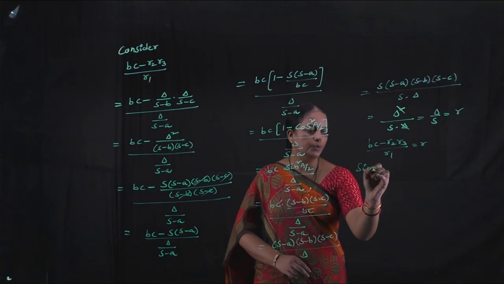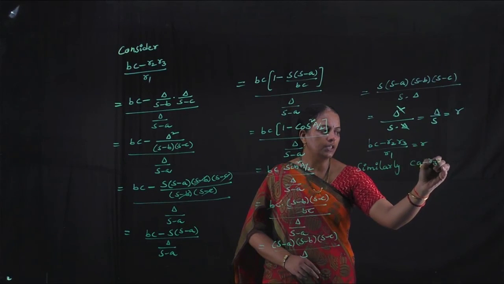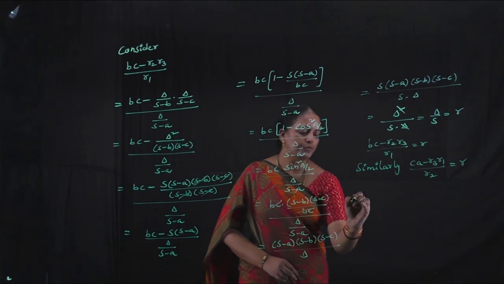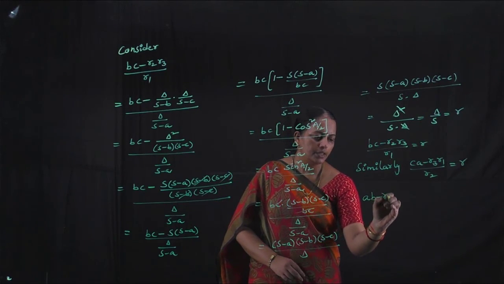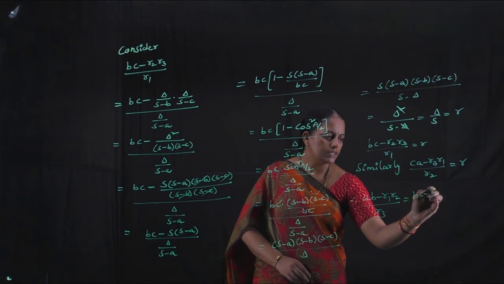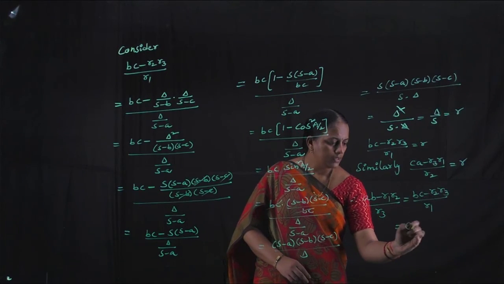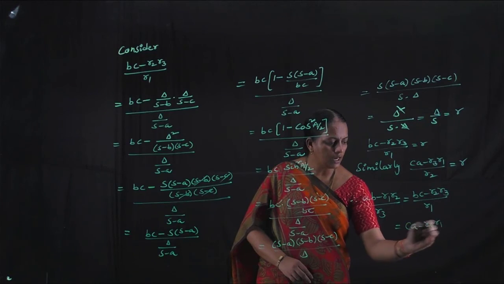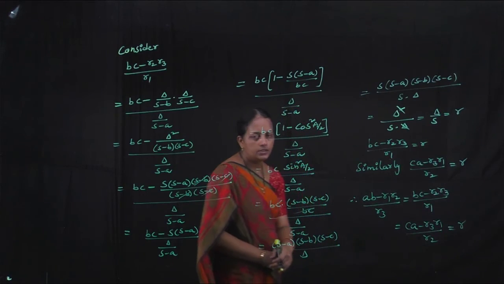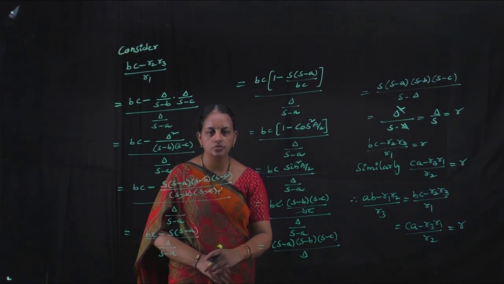Similarly, we can prove CA minus R3 R1 by R2 is also equal to small r. Therefore, AB minus R1 R2 by R3 is equal to BC minus R2 R3 by R1 is equal to CA minus R3 R1 by R2 is equal to small r. This is one of the most important problems regarding the board exams. Thank you.